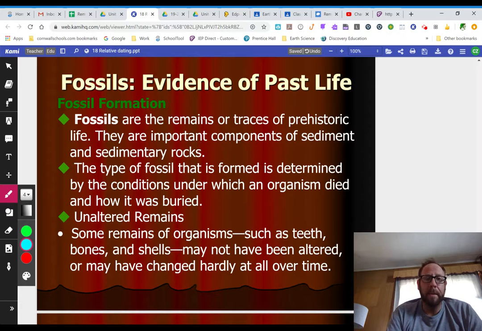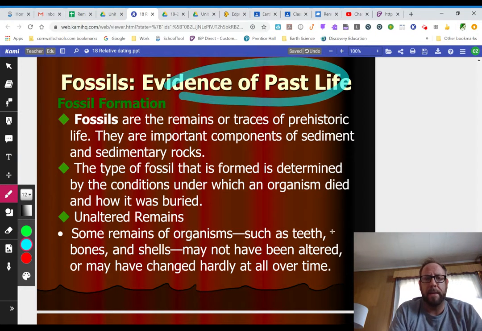Okay, let's talk fossils quickly. Fossils, they're evidence for the past, right? So this is evidence of past life in fossil formations, all right? Fossils leave trace remains or actual remains, okay?